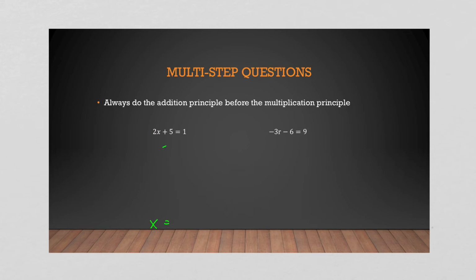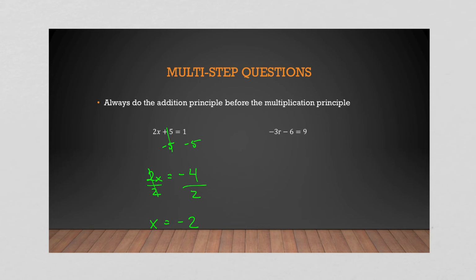So what we'll do first is we'll subtract 5 from both sides. That's step 1, because now I have 0 there. So I have 2x equals 1 minus 5 is negative 4. And now I do my division. Divide by 2, x equals negative 2. X is telling me exactly what it is.